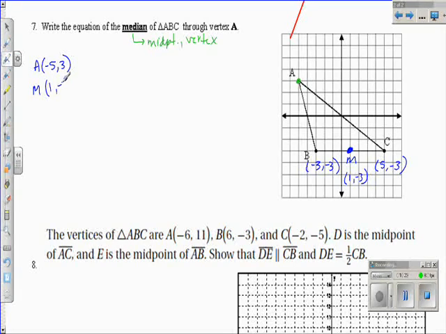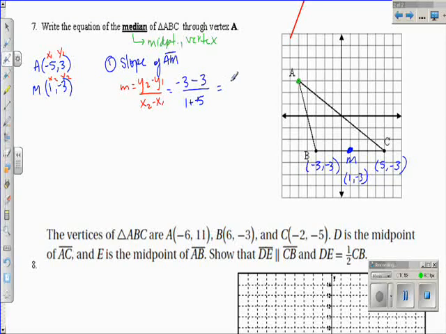So if the midpoint is at 1, -3, the first thing I need to do is find the slope. Okay? Because I need to find the slope of line AM, because that's going to be my median, right? Well, the slope, if I go ahead and label this x1, y1, x2, y2, I can plug into the formula m equals y2 minus y1 over x2 minus x1, and I have -3 minus 3 over 1 minus -5. Minus negative is plus a positive. I have -6 over 6, which is -1. So my slope is -1.